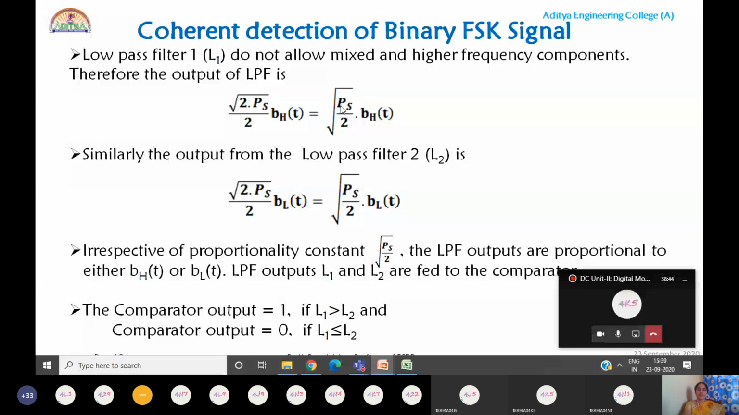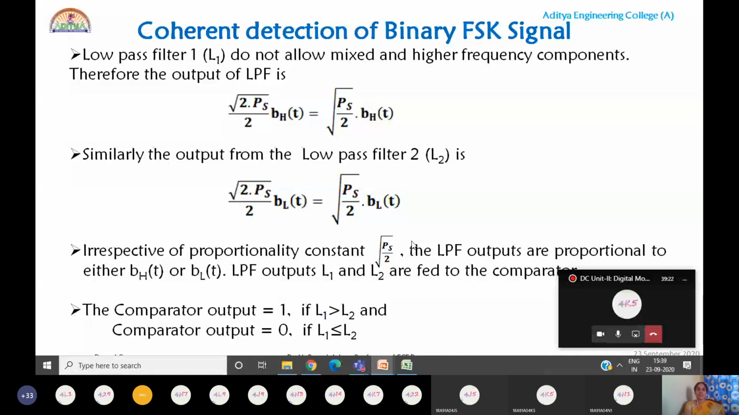Okay, so the output of upper low pass filter is L1. Let us assume it as L1, which is root PS by 2 into BH of t. Similarly, the output of low pass filter is L2. Let us assume it is equal to root PS by 2 into BL of t because you are multiplying with cos 2 pi FLT. Now please observe L1 is proportional to BH of t with a proportionality constant of root PS by 2 and L2 is proportional to BL of t with a constant of root PS by 2.